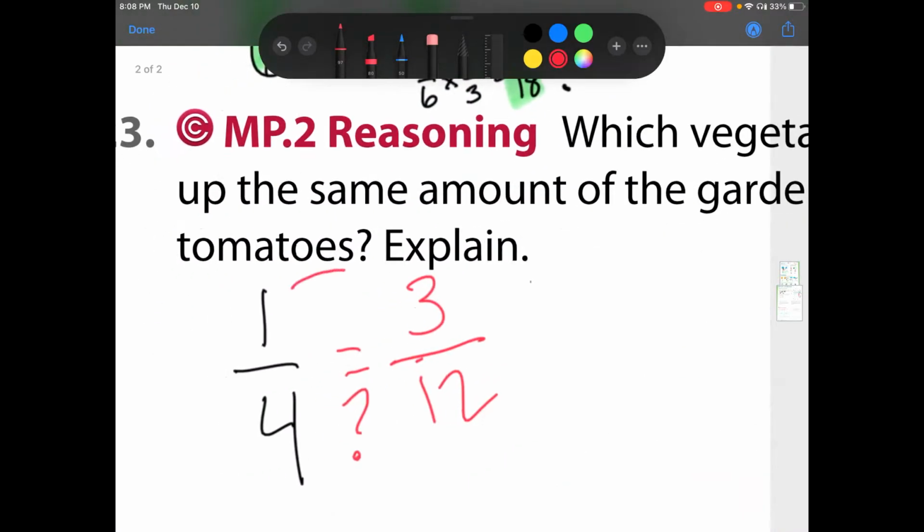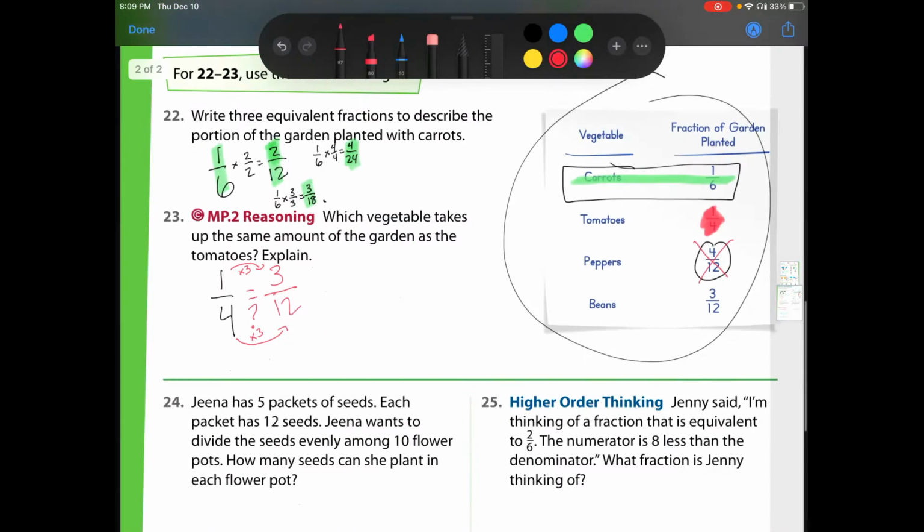So let's zoom in. 1 to 3, we multiplied by 3. So whatever we do to the numerator, we have to do to the denominator. So we have to multiply it by 3. 4 times 3 is 12. That is correct. So those are equivalent fractions, 1/4 and 3/12. So now I need to explain.